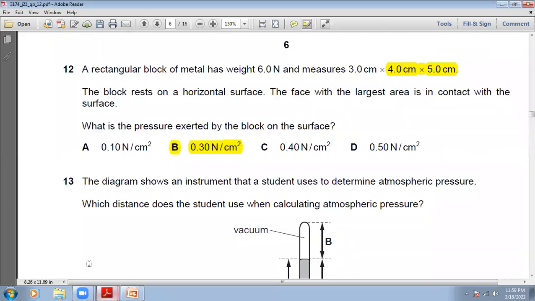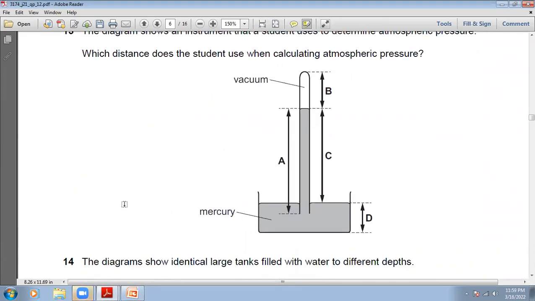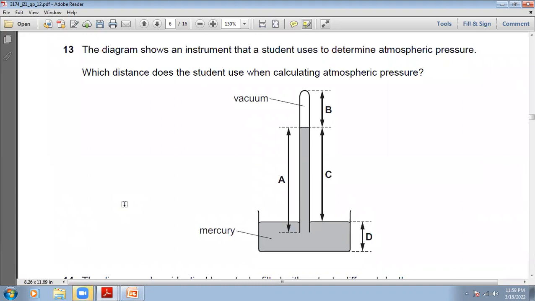Okay, so next question coming up on your screen, question number 13. He says, the diagram shows an instrument that a student uses to determine atmospheric pressure. Which distance does the student use when calculating the atmospheric pressure? This is a simple barometer. And in this barometer, the height of the mercury from the level in the tray to the height of the mercury in that 1 meter long tube corresponds with the atmospheric pressure.